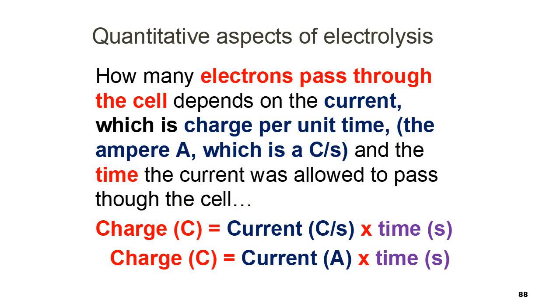Here is another point to note. During electrolysis, the number of electrons passing through the cell depends on two factors. One is the current, which is the charge per unit time, i.e. coulombs per second, simply put as amperes. The second factor is the time the current was allowed to pass through the cell, measured in seconds.